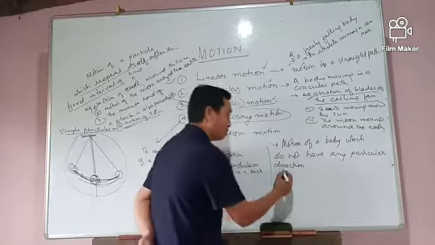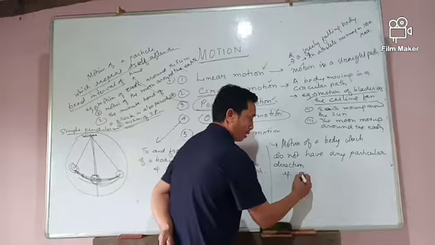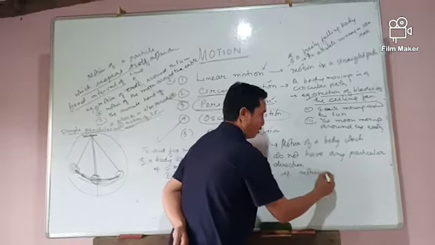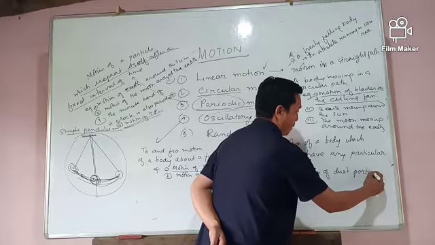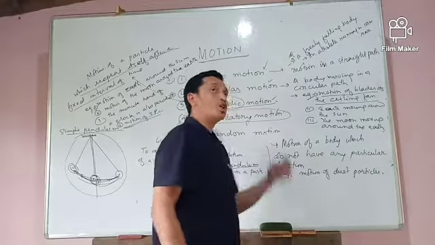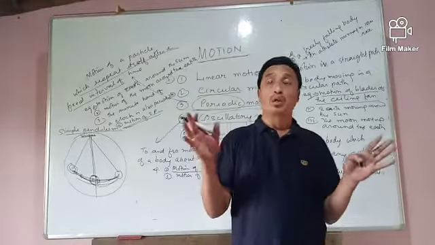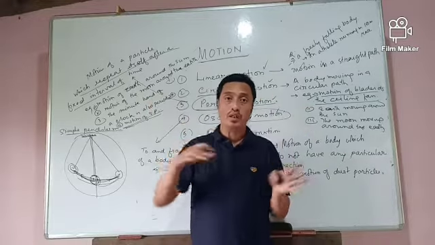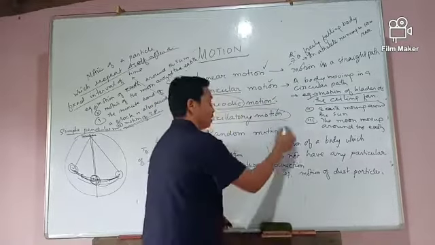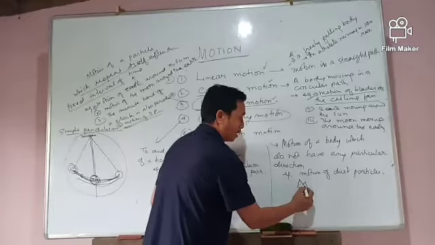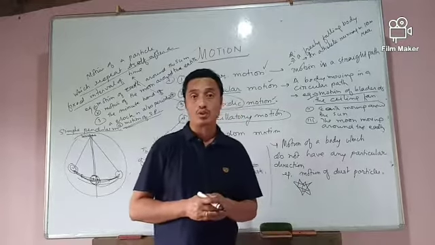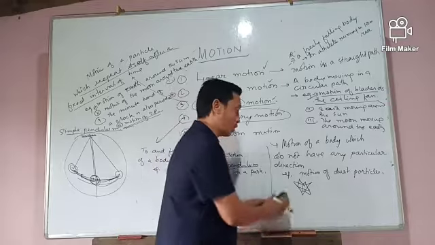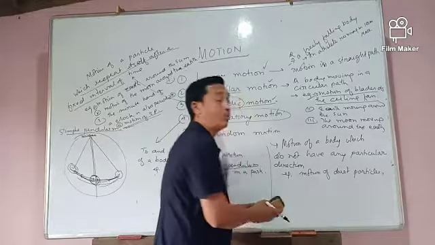Example: the motion of dust particles. If you see the dust particles in a room, they are just moving here and there randomly in a zigzag motion, somewhere here, somewhere here, and so on. They do not have any particular direction of motion. So this type of motion is what we call random motion.